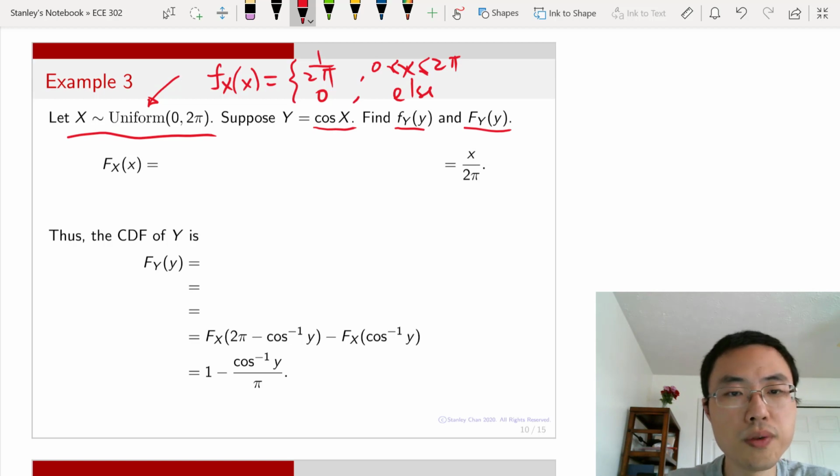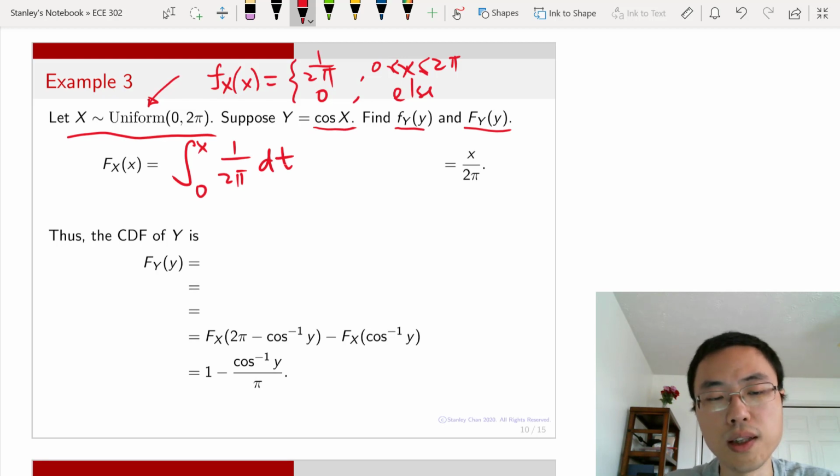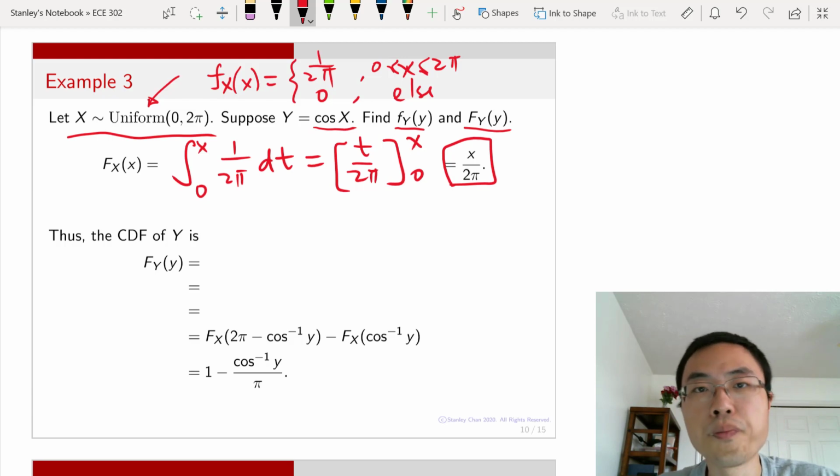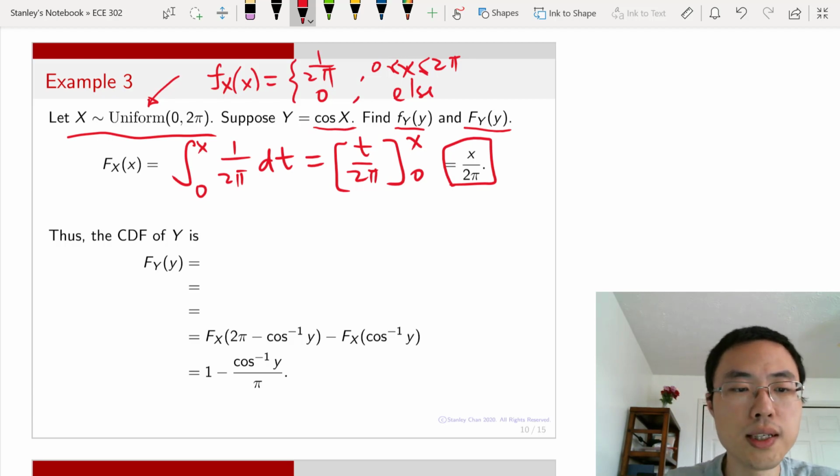Okay. Now, how about the CDF? The CDF will just be integration from 0 to x of 1 over 2 pi dt. t is a dummy variable, and this is your PDF. So if you integrate, you will get t over 2 pi. You evaluate at x and then 0, so that will give you x divided by 2 pi. So that is your CDF of x. That is for this guy.